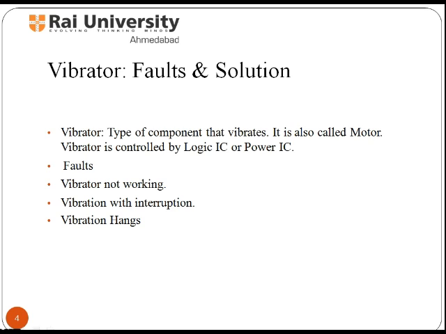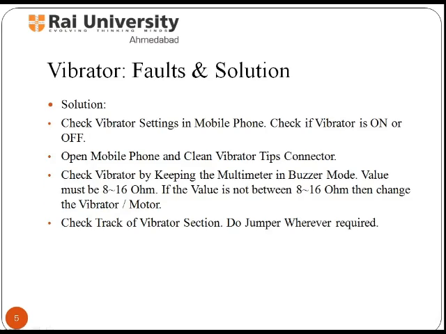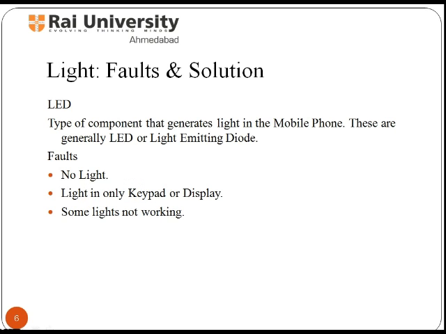Solution to the problem. Check vibrator setting in mobile phone. Check if vibrator is on or off. Open mobile phone and clean vibrator tip connector. Check vibrator by keeping the multimeter in buzzer mode. Value must be between 8 to 16 ohm. If the value is not between that particular value, then change the vibrator. Check track of vibrator section and do jumper wherever required.